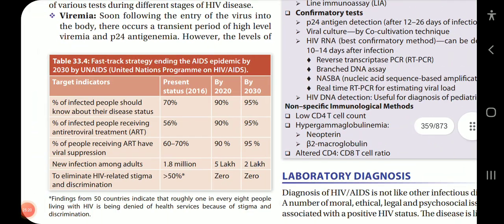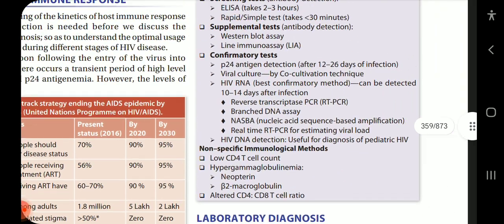Now, first, let us see the fast track strategy for ending the AIDS epidemic. It's just about knowledge of the patient, knowledge to the patient that he's having a disease. The percentage of infected people who know their disease status was 70% in 2016. By 2020 it was aimed to be 90% and to be increased. Then the percent of infected people receiving antiretroviral treatment should increase. The percentage of people receiving ART who have viral suppression should also increase. New infections among adults should decrease. And to eliminate HIV related stigma, we are always trying to do this.